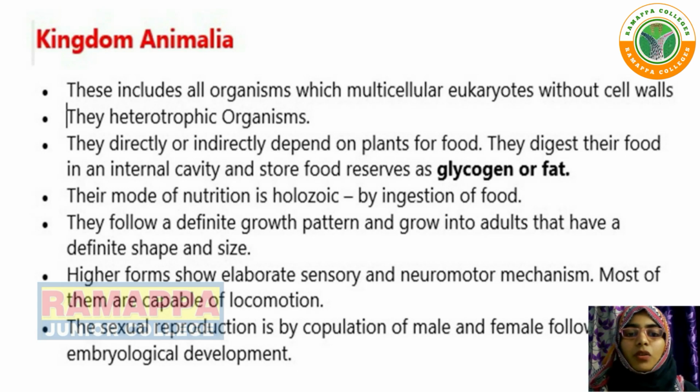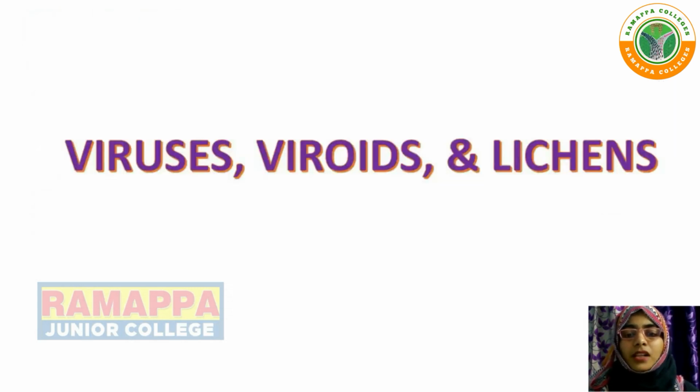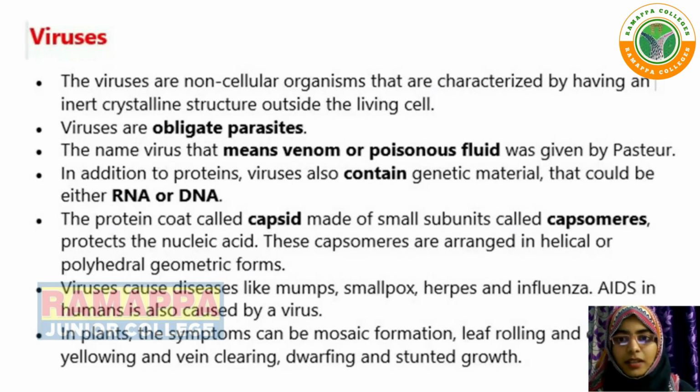Okay, so coming to the next topic. You can see a small, separate category of organisms which are not coming under these five kingdoms, called viruses, viroids and lichens. So what are viruses? We all know. These are non-cellular organisms which have an inert crystalline structure. The structure is usually present outside the cell. These are obligate parasites, that is, they depend upon a host cell to multiply.